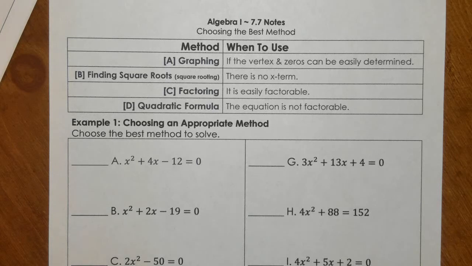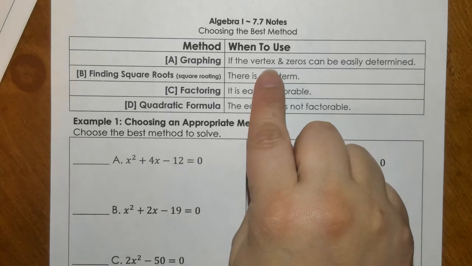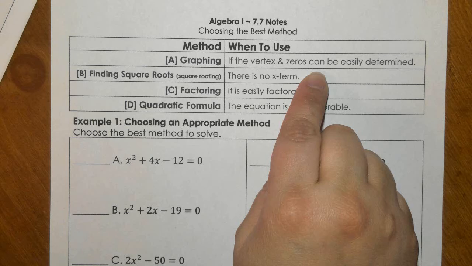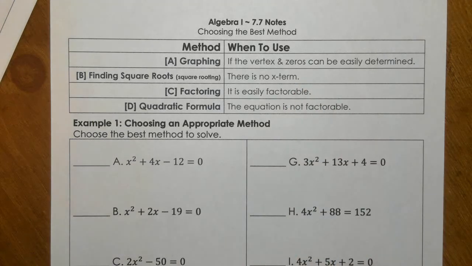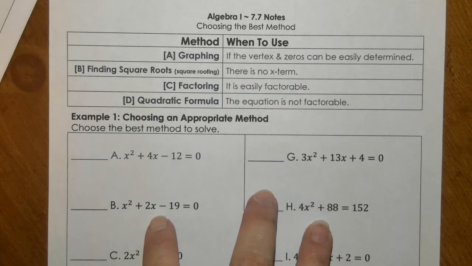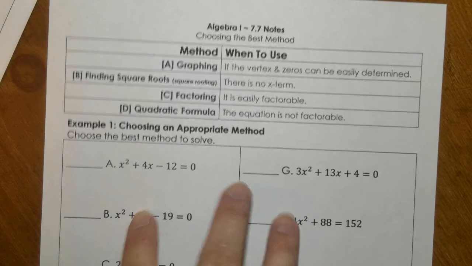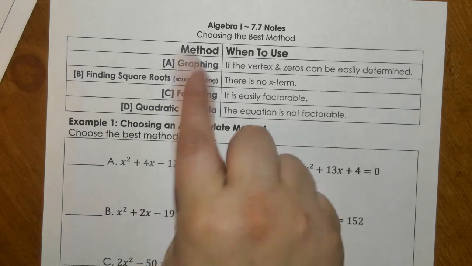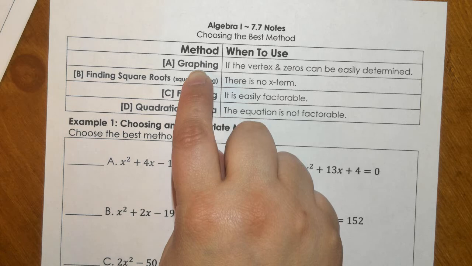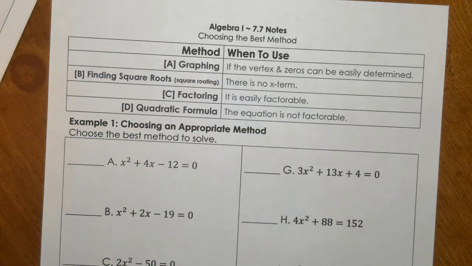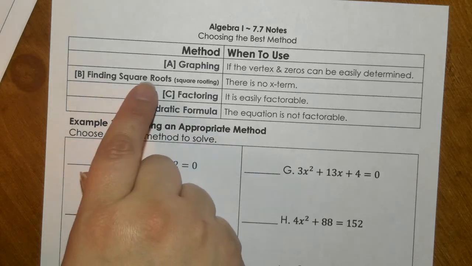So the first thing we did was graphing. It says if the vertex and the zeros can be easily determined. Now, we are not going to actually do an example of the graphing on the notes, but in the quick check, if you're given a graph, the best method would be graphing. Okay. Now, the other way that we have learned is finding square roots.